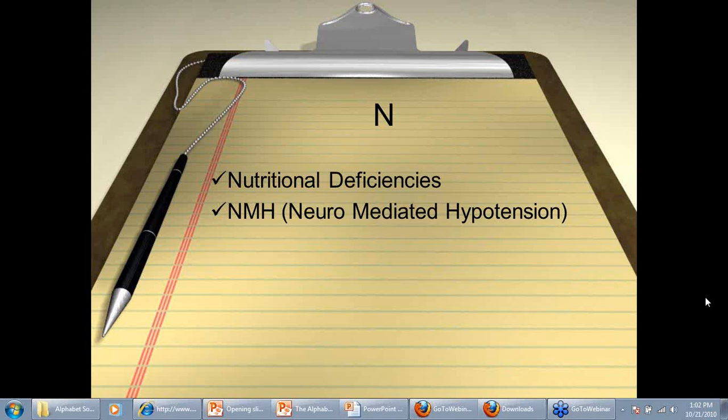NMH, or neuromediated hypotension, and I understand there was a webinar done by Dr. Rowe a while back, stemming from his study at Johns Hopkins, looking at patients with chronic fatigue syndrome who also had dizziness and had positive tilt table study tests. And the treatment for NMH seemed to improve the dizziness and the lightheadedness, and some of these patients also improved in their fatigue as well.